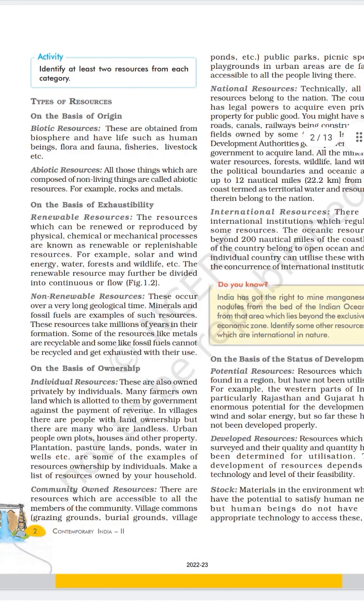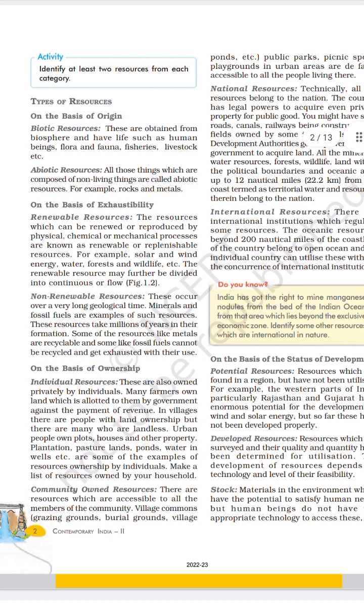Second, on the basis of exhaustibility. First is renewable resources. The resources which can be renewed or reproduced by physical, chemical, or mechanical processes are known as renewable or replenishable resources. For example, solar and wind energy, water, forests, and wildlife, etc. The renewable resources may further be divided into continuous or flow.